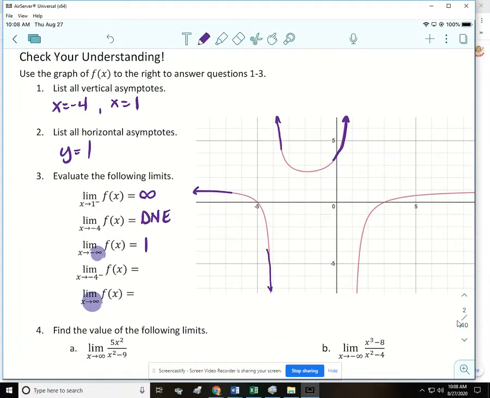All right. So for the next one, we're going to find the limit as x approaches -4 from the left. So that's going to be this one right here, which I've already drawn. So the graph is going towards -infinity. All right, and then the limit as x approaches infinity of f of x, we're looking at our horizontal asymptote that is on the right side, which is going to be 1.